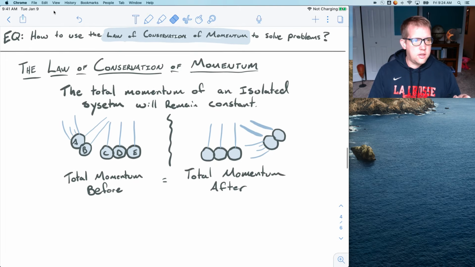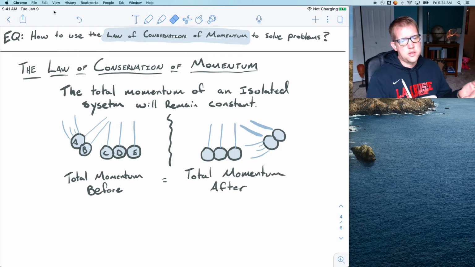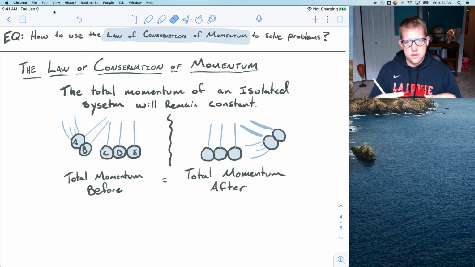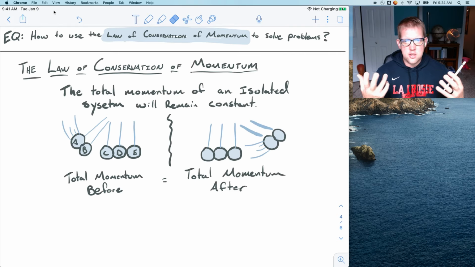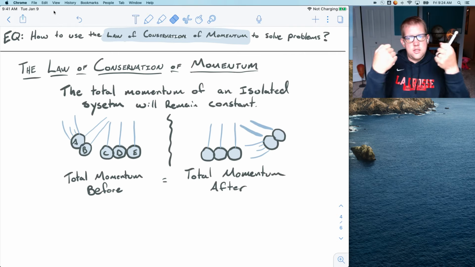The first thing to note here is the law of conservation of momentum. What is it? The law of conservation of momentum says that the total momentum of an isolated system is going to remain constant. And what that means is, for something to be an isolated system, there can't be any other forces acting on it. A car driving down the road is not an isolated system because you're pushing on the gas pedal, which is adding energy to the system to get the car moving.